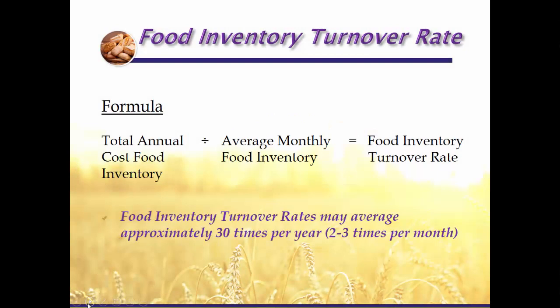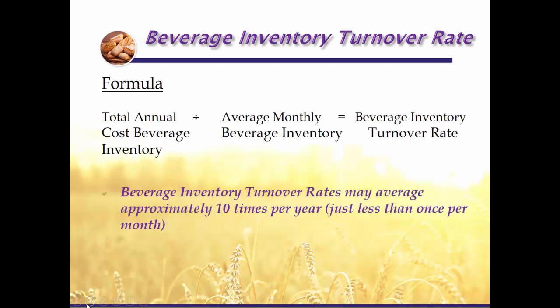And the food inventory turnover rates may average approximately 30 times per year, almost 2 to 3 times per month. It's the same with the beverage inventory turnover rate. The beverage inventory turnover rates are a little bit lower. You don't have spoilage and they're not used up as much, so the rates may average approximately 10 times per year, just less than once per month.